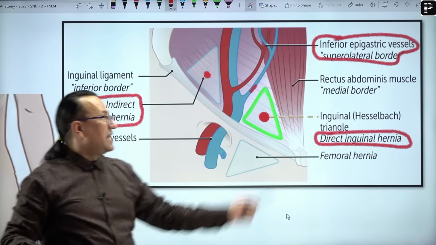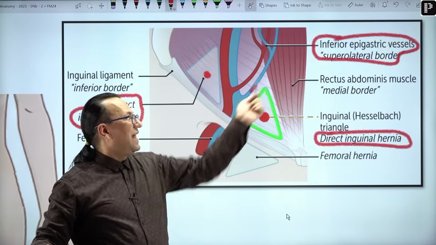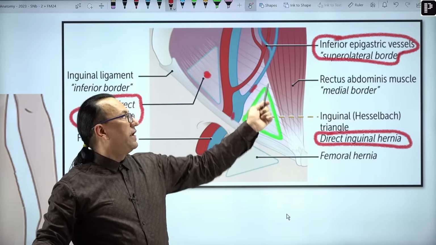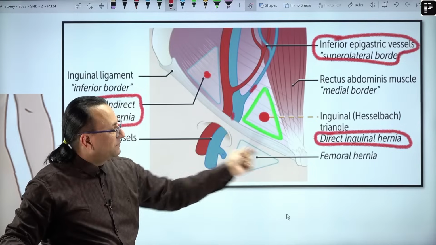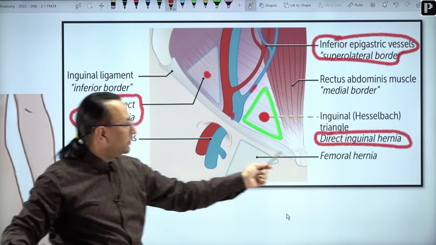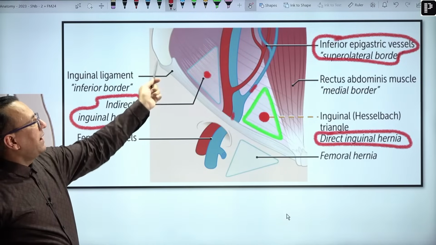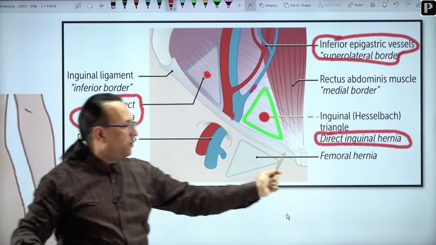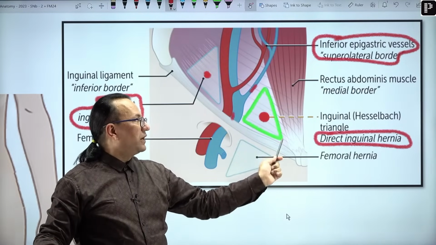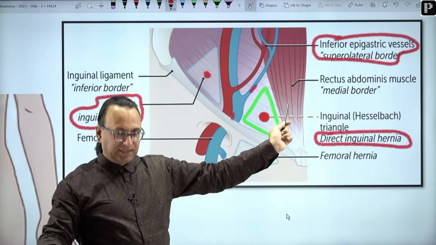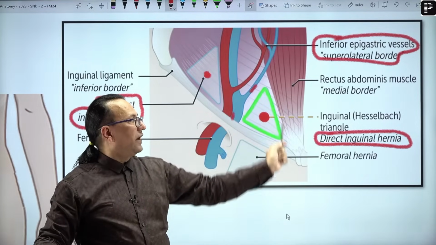The question was, in Hasselbach's triangle, what is the superolateral boundary? Superolateral boundary, inferior epigastric vessel. And what is the floor? Floor is the inguinal ligament attaching the pubic tubercle to the anterior superior iliac spine on the hip bone. On the hip bone you have the anterior superior iliac spine, and coming to the pubic tubercle is the inguinal ligament. So the base is inguinal ligament. And what is medially present?